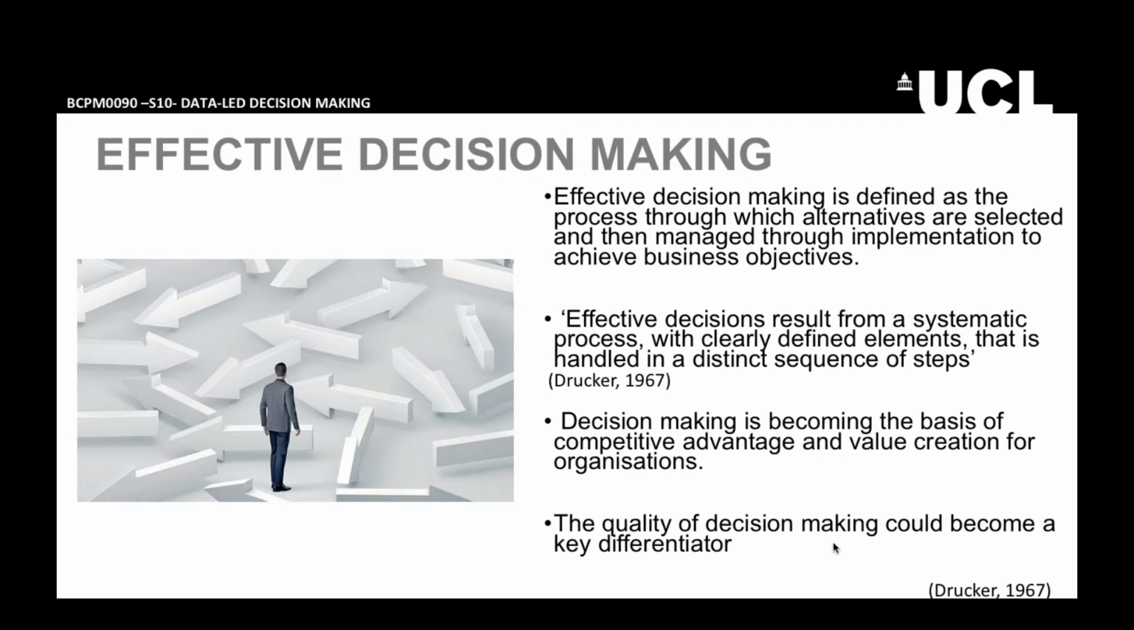But the big question is how to make effective decisions. We can define effective decision making as the process through which different alternatives are selected and then implemented to achieve the business objectives. So, according to Drucker, effective decisions result from a systematic process with clearly defined elements that is handled in a distinct sequence of steps that we will explain later.